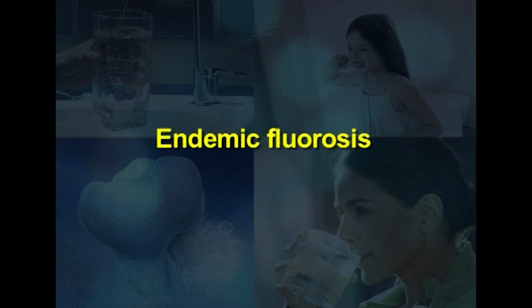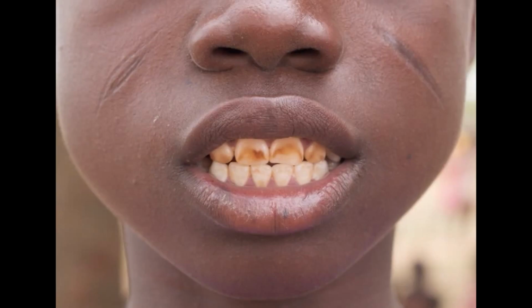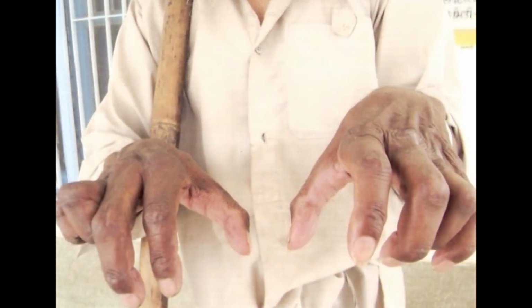Endemic fluorosis is a serious public health problem in several parts of the world where drinking water contains more than 1 ppm of naturally occurring fluoride. Prominent among these are India, China, Japan, Sri Lanka, USA, Germany, Canada and Saudi Arabia. The most prominent features of endemic fluorosis are dental and skeletal abnormalities, widely known as dental fluorosis and skeletal fluorosis respectively.